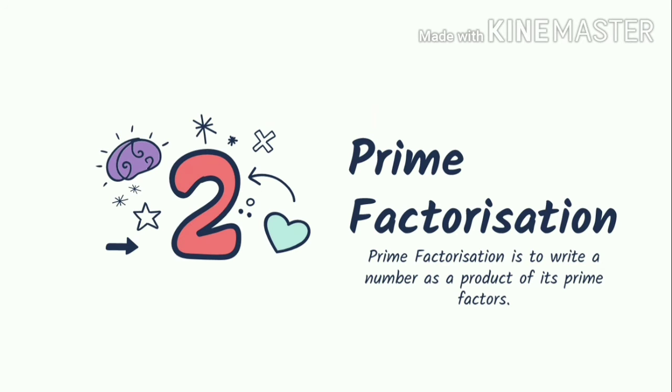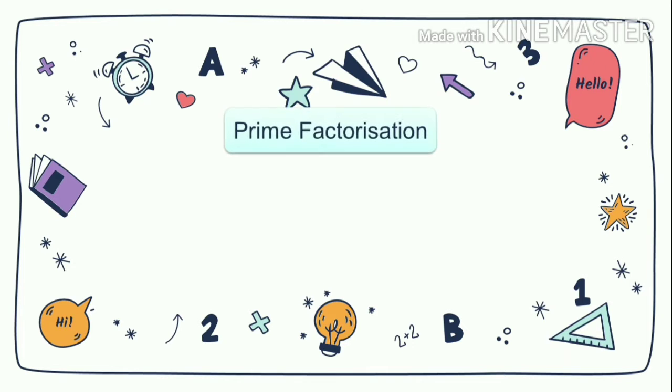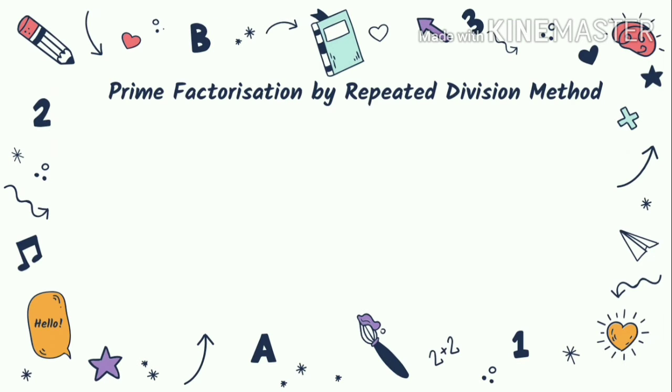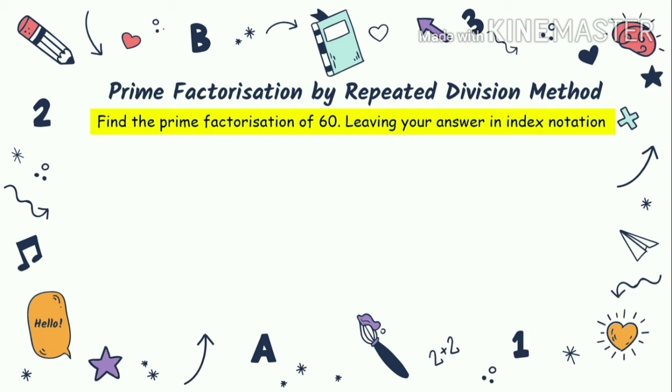Now we learn about prime factorization. Prime factorization is to write a number as a product of its prime factors. There are two methods. First, the repeated division method, and the second is building a factor tree. Prime factorization by the repeated division method. For example, you need to find the prime factorization of 60, and you need to leave your answer in index notation.